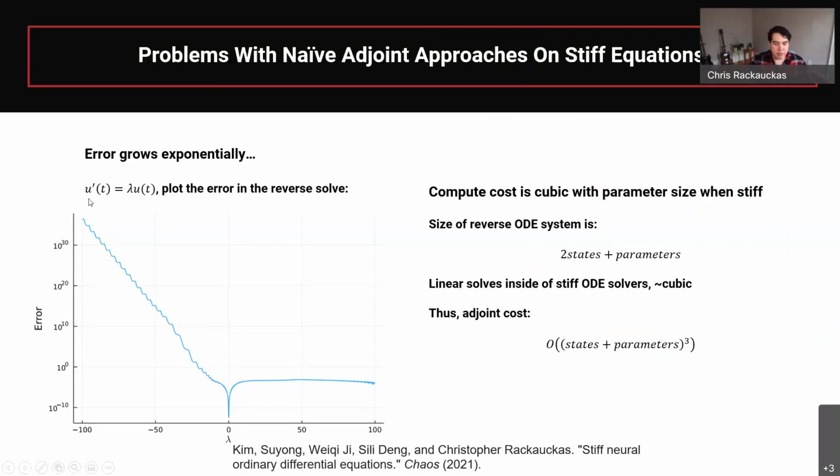So if for example, if you take U prime equals lambda U, you solve it forwards, and then you solve it in reverse, how much error against your original condition did you actually get? It turns out that as lambda goes to minus infinity, right, you get exponential growth in the amount of error in that process. And so naively reversing is not necessarily a good thing to do unless you have a small bound on the Lipschitz constant of your ODE.